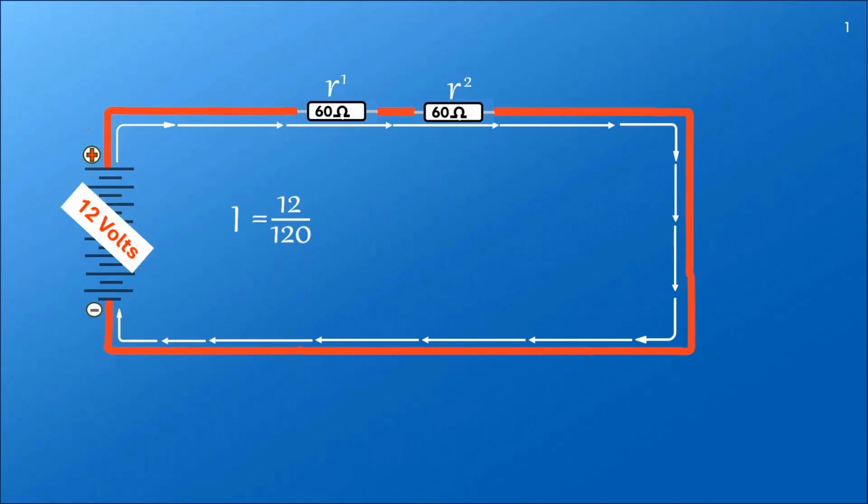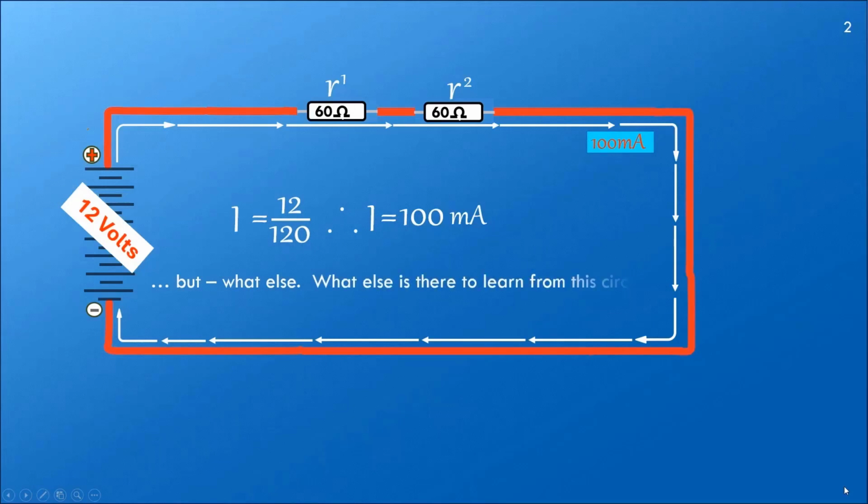So the formula is telling us that the current is equal to 12 divided by 120. Therefore, I equals 100 milliamps. To analyse that, what we are saying is that by adding the second resistor, we have decreased the current in the circuit from 200 milliamps to 100 milliamps. But what else? What else is there to learn from this circuit?